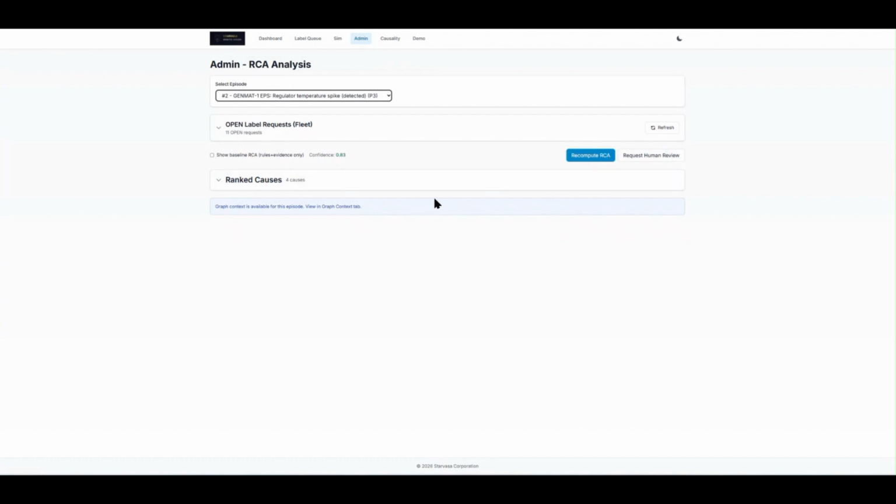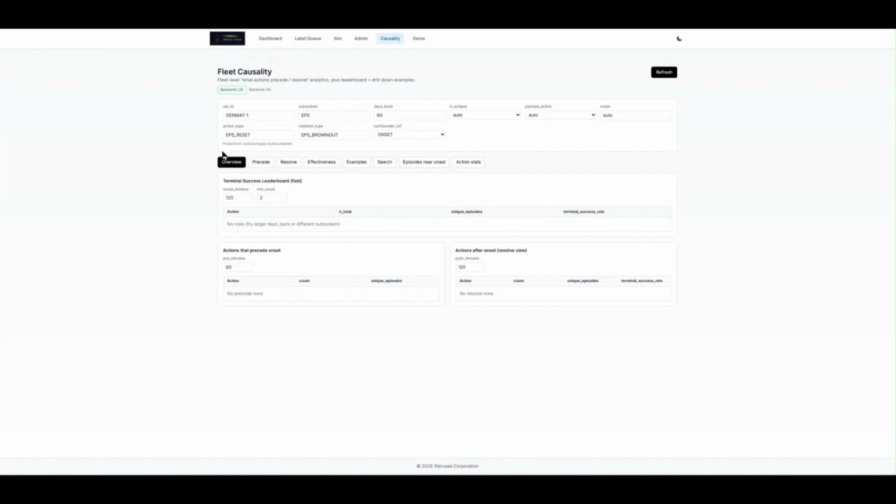Causality is at a fleet level. Typically there are some presets. We should get rid of brownout. Let's say I just want to keep it blank. Or you can pick something which is actually a valid violation type here, like battery low, EPS battery low, and it will take it. But for brownout, there is no raw telemetry yet. So just hit refresh and it will tell you.